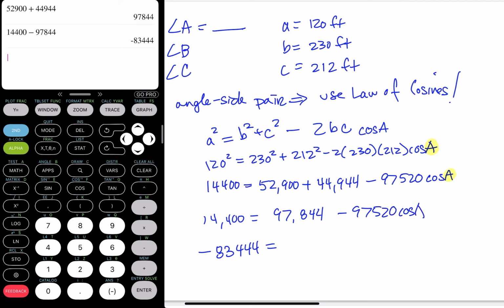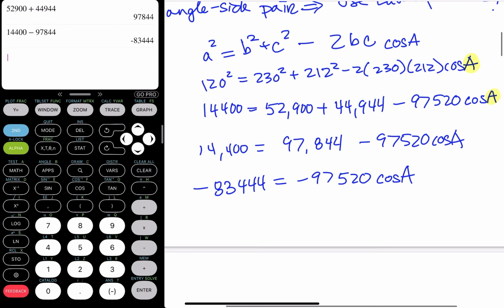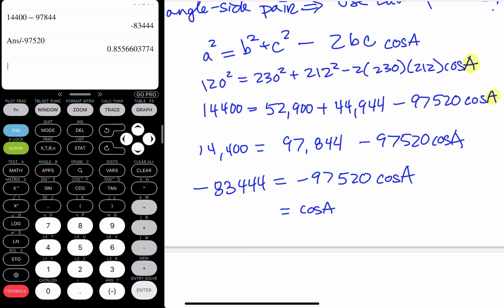Equals negative 97,520 cosine of A. So then again, when I subtract this from both sides, I get negative 97,520 times the cosine of A is equal to this. So now I simply divide both sides by negative 97,520. I take my last answer and divide it by negative 97,520, and I get about 0.855, and there's some more digits.